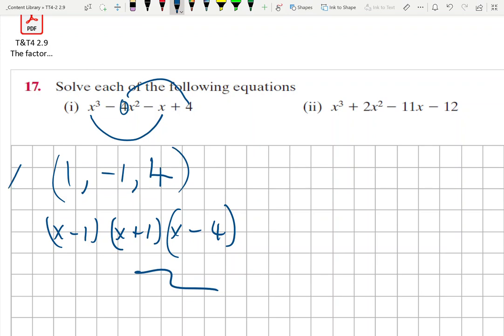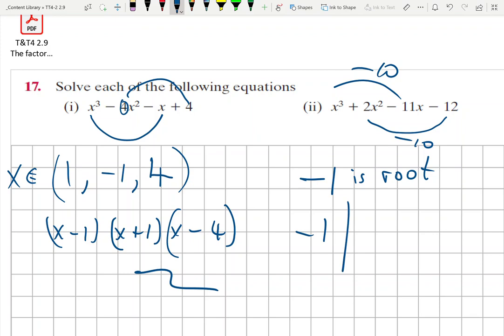So you say x is an element of this, if x is a root. You can if you want. That's minus 10. That's minus 10. So minus 1 is a root. So minus 1 into 1, negative 11, negative 12.